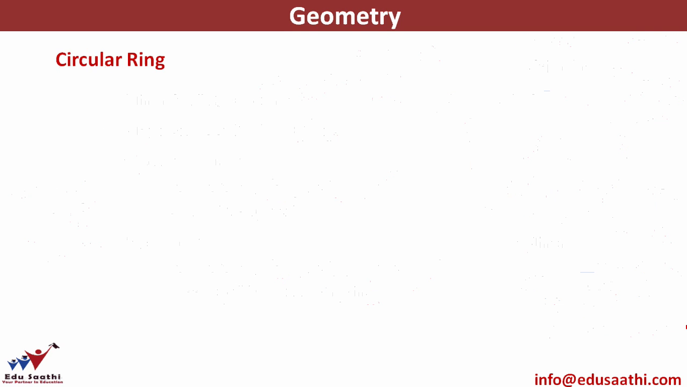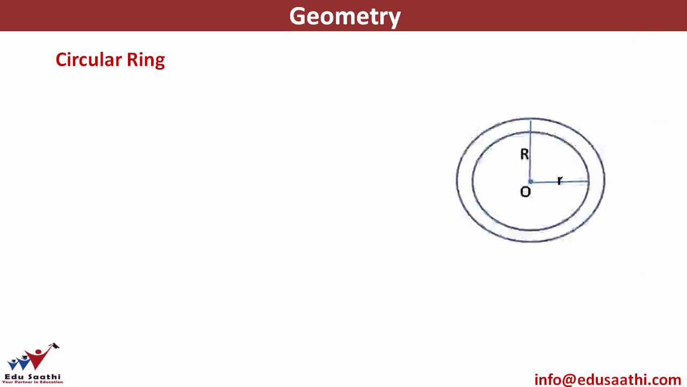Let's look at the case of a circular ring. A circular ring is formed when you have two concentric circles. Concentric means they have the same center. This O is the center of the smaller circle, and this O is the center of the bigger circle. The radius of the bigger is treated as capital R, and of the smaller would be written as small r.